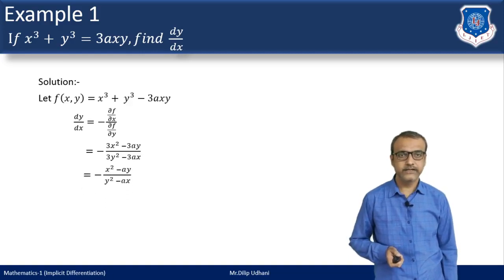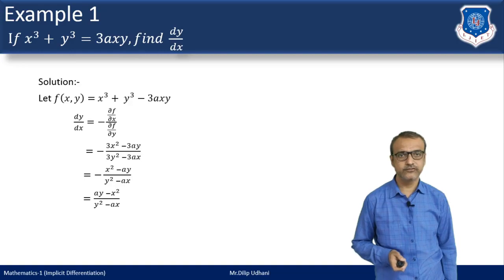Now taking 3 common from the numerator and denominator, the result is minus in the numerator x square minus ay and in the denominator y square minus ax. Now multiplying the numerator by the minus sign, it will become ay minus x square divided by y square minus ax. So this is the derivative of the implicit function x cube plus y cube equals 3axy.